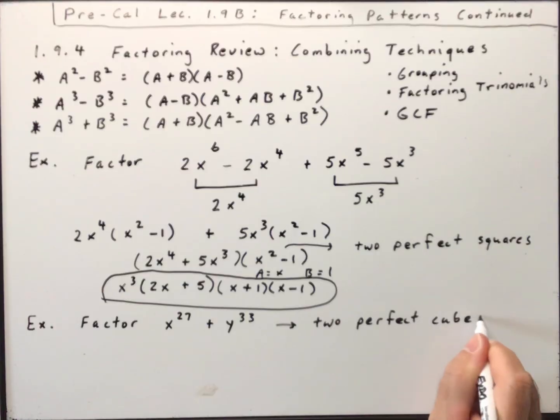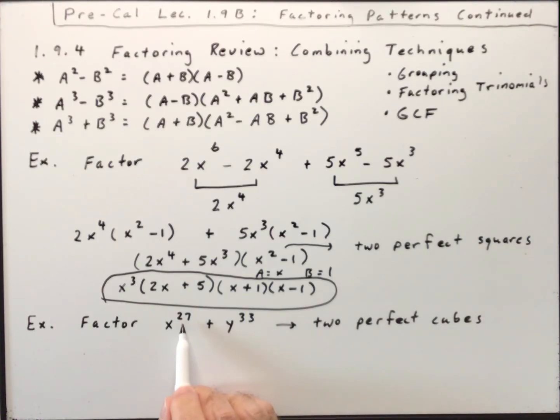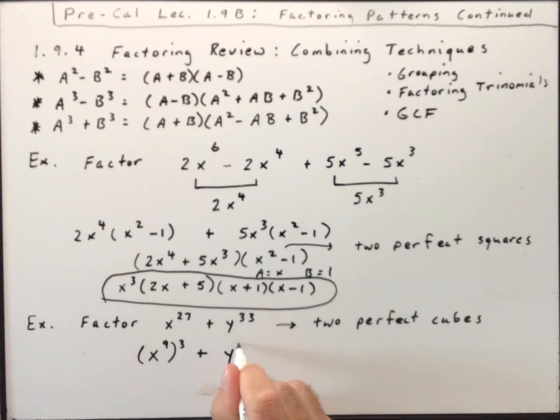Anytime you see these exponents, both exponents are a multiple of 3, we can rewrite it like this: x to the 9th to the 3rd. 9 times 3 is 27. Now that's a perfect cube, plus y to the 11th to the 3rd. 11 times 3 is 33. So that's a perfect cube. So A, in this case, would be x to the 9th, and B is y to the 11th.